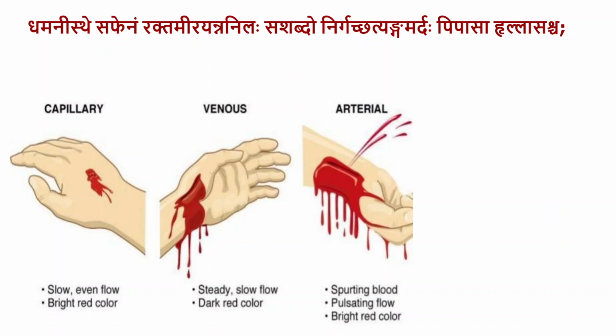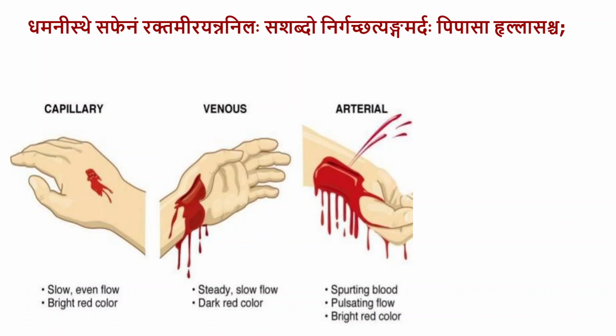धमनिस्ते सफेनं रक्तं मीलयन्ननिलः सशब्दो निर्गच्छति अंगमर्दः पिपासा हृल्लासश्च. If there is involvement of the dhamani, now dhamani and sira, the differences, there is no need of confusing about that. Sushruta had considered them as a somewhat similar issue. Of course, dhamani gata is a fresh vascular injury where there could be a transection-like injury, whereas for sira gata Sushruta has mentioned siradhana and sirashula, where the bleeding is not mentioned specifically as a complication.